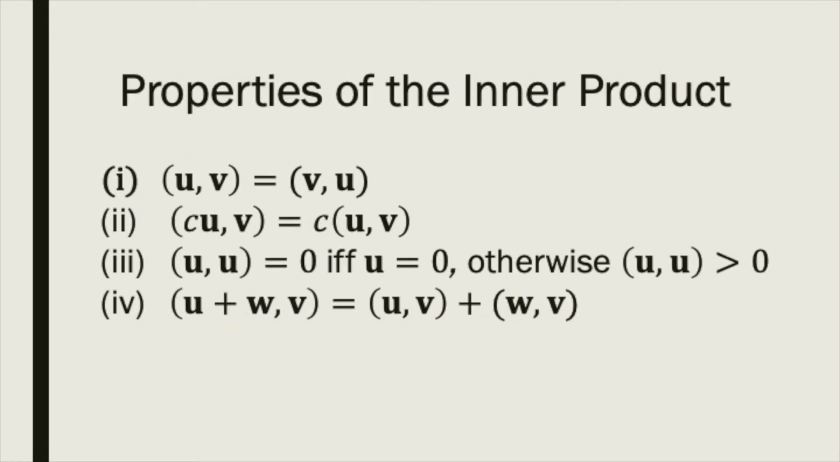The inner product, defined in this way, has the following properties. The inner product of u and v is equal to the inner product of v and u. If you multiply the vector u by some constant c, the inner product of cu and v is equal to c times the inner product of u and v. The inner product of a vector u with itself is equal to 0 if and only if that vector itself is uniformly equal to 0. Otherwise, the inner product of a vector with itself is always greater than 0. And finally, the inner product of a vector u plus another w with v is equal to the inner product of u and v plus the inner product of w and v.